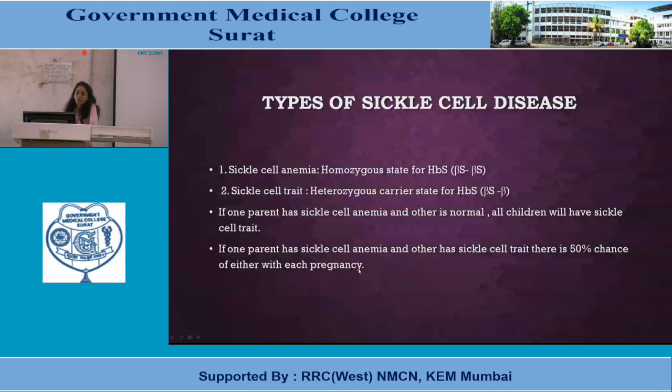Now, types of sickle cell disease. First, sickle cell anemia: there is a homozygous state of the HbS, both being sickle hemoglobin. Second, sickle cell trait: the heterozygous carrier state for HbS. One is normal and the other is HbS. If one parent has sickle cell anemia and the other is normal, then all children will have sickle cell trait. If one parent has sickle cell anemia and the other has sickle cell trait, there is a 50% chance of having the disease with each pregnancy.